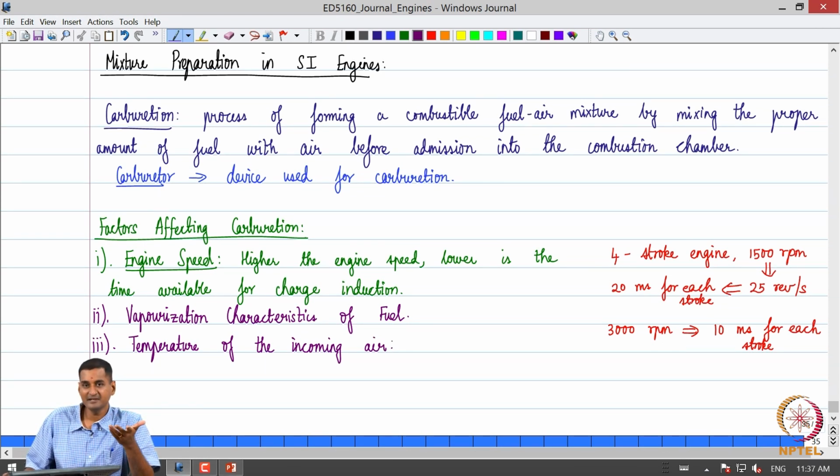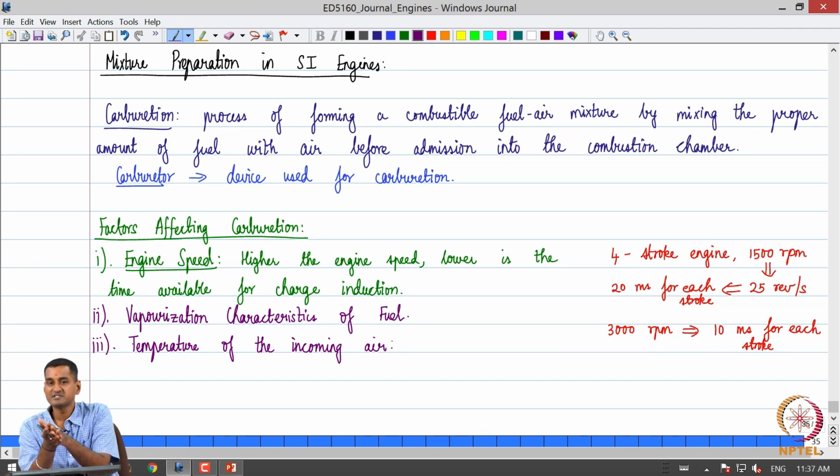Because the higher the temperature, the quicker the vaporization process. If I want to go from the liquid form to the vapor form, I need to provide the fuel with the corresponding latent heat of vaporization. So, if I increase the temperature of incoming air, the vaporization process is going to be better.